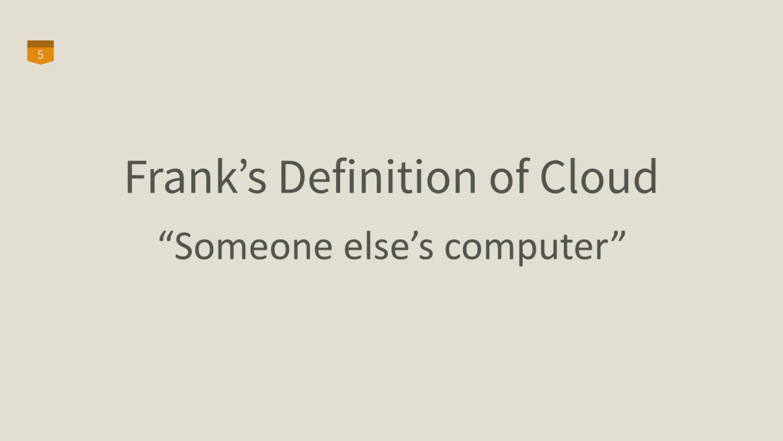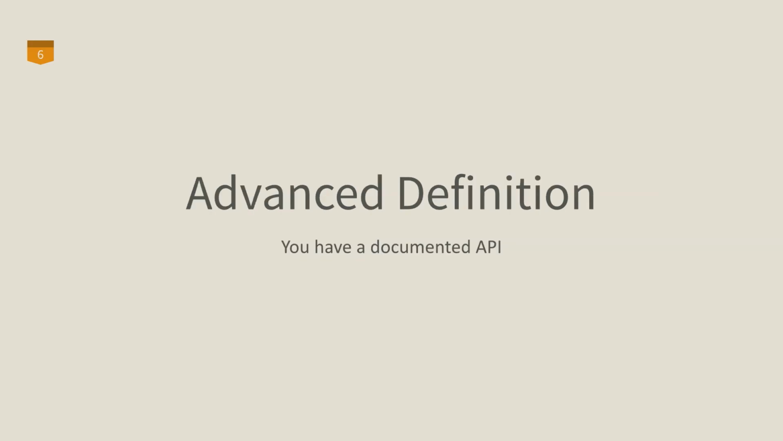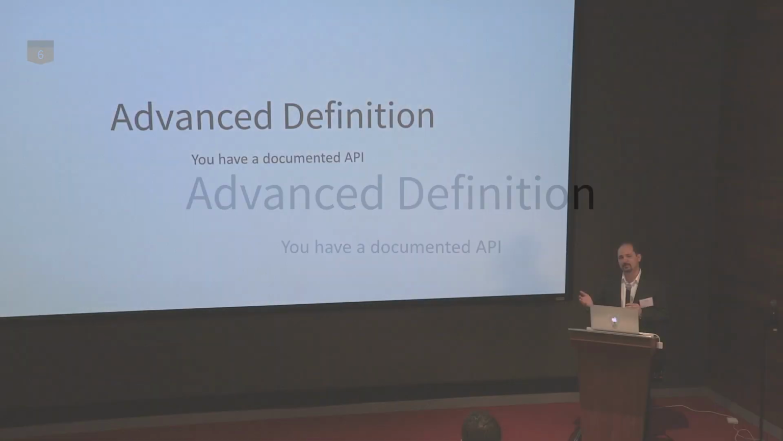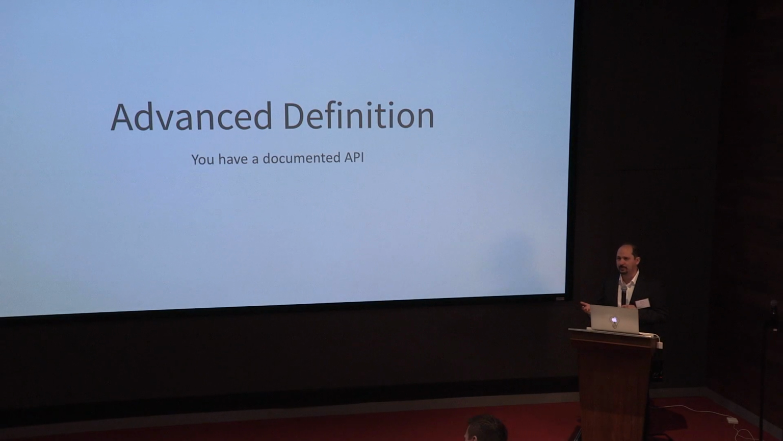Now, since I have a technical audience here today, I really think the advanced definition is having a documented API. If you are not publishing an API, then you're not speaking the language of the other computers. And that's really critical. Anybody can put anything up on somebody else's storage. I don't figure that's cloud. You've got to be able to talk to each other.